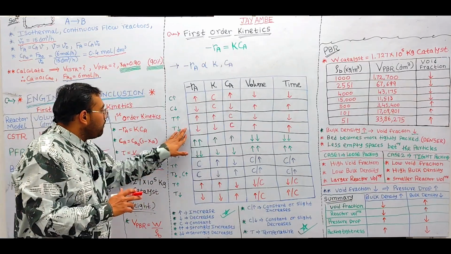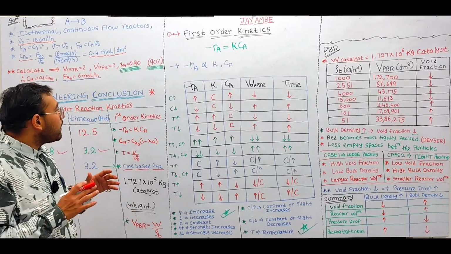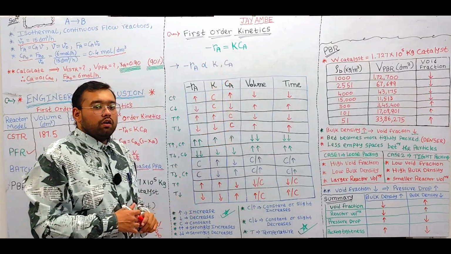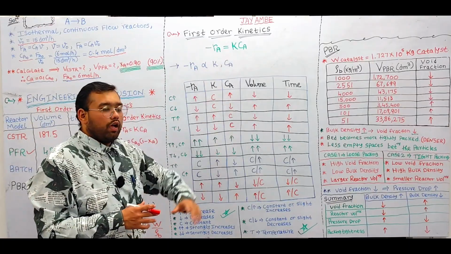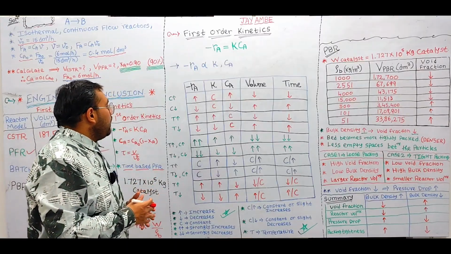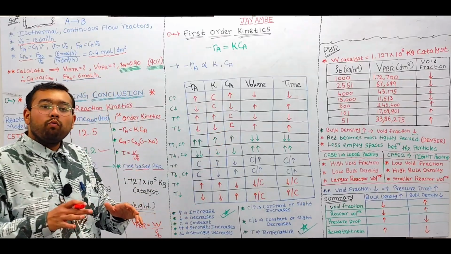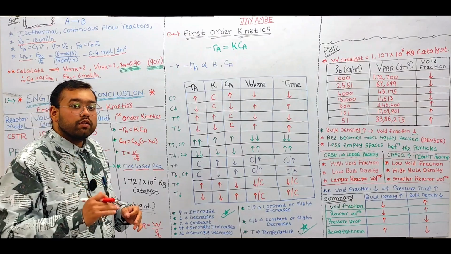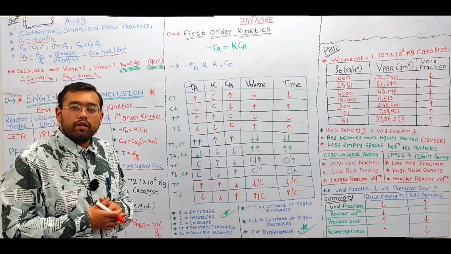Now we'll understand the fourth part. Again, what if I keep the concentration constant? Then how will it affect the reaction rate and the rate constant, and how will it affect the volume and the time? So if I keep the concentration constant, now what if the rate constant is decreased? Then how will it affect the reaction rate, the volume and the reaction time?